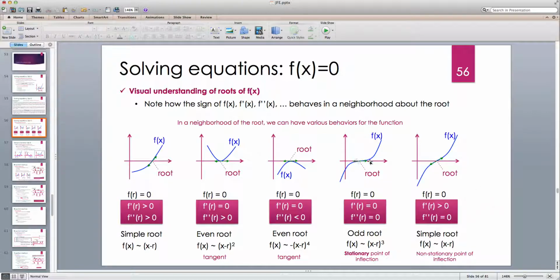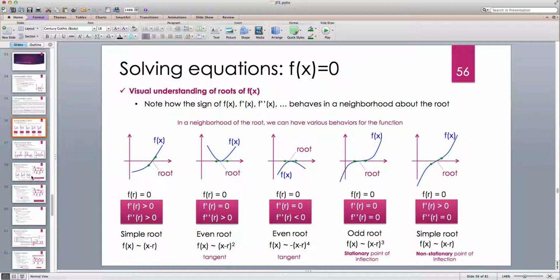And in this case we have an odd root, a root that is not simple, which means the first derivative is still 0, but the second derivative is also 0. So the order of the root, in the Taylor expansion around the root, should be 3 or 5. It cannot be 1. But if f prime is greater than 0, which means the function is not tangent at the inflection point, we have a non-stationary inflection point. And in the non-stationary inflection point, we in fact have a simple root. So the order of the Taylor expansion is 1.